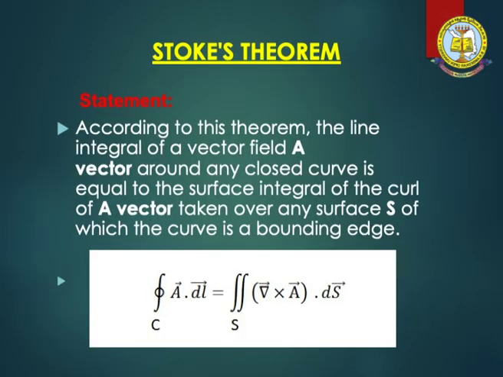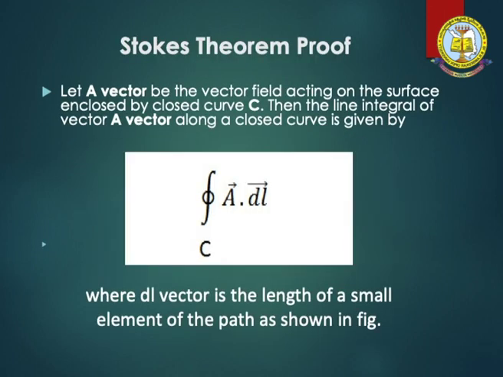Next, Stokes theorem. This is the statement of Stokes theorem. What is the Stokes theorem statement? The line integral of a vector A around any closed curve C is equal to the surface integral of curl A taken over any surface of which the curve C forms the boundary. That is, the integral of A dl is equal to the surface integral of del cross A ds. This is the Stokes theorem. Now we can prove the Stokes theorem.